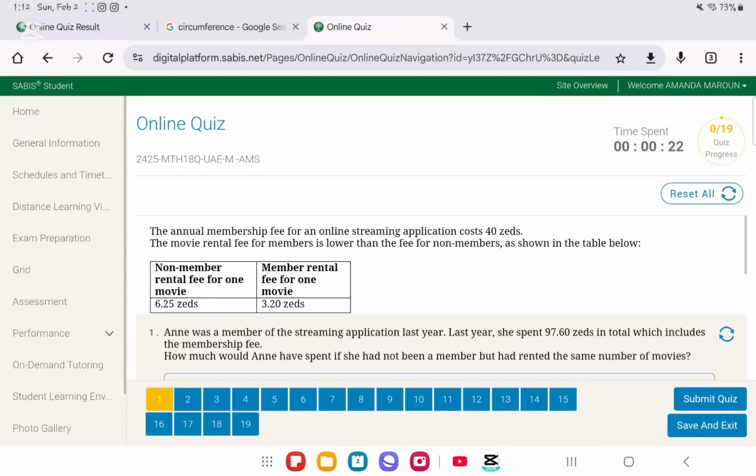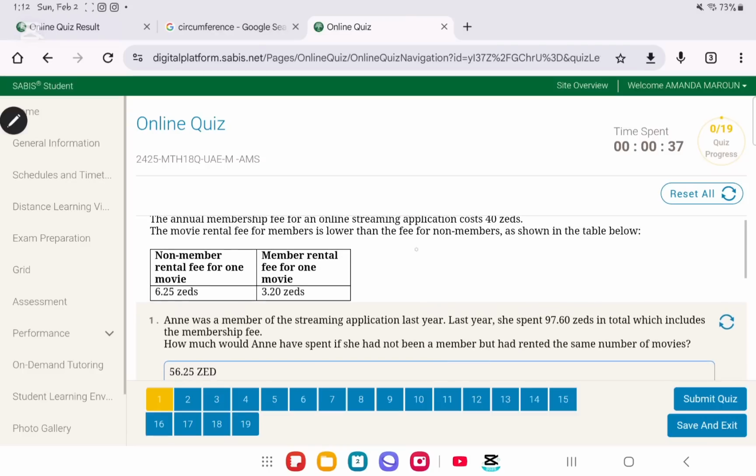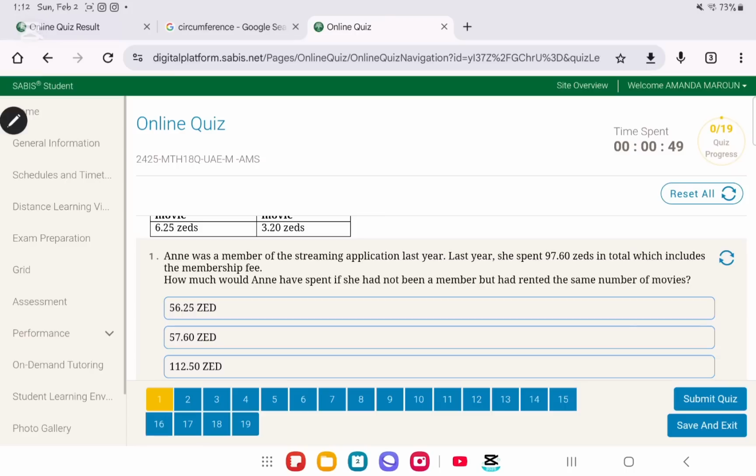The annual membership fee for an online streaming application costs 40 Zs. Now I don't think this is a real currency, they just made it up so that they will not cause any issues with the currency or whatever, okay? So the movie rental fee for members is lower than the fee for non-members as shown in the table below. They said Anne was a member of the streaming application last year. Last year she spent 97.60 Zs in total, which includes the membership fee.